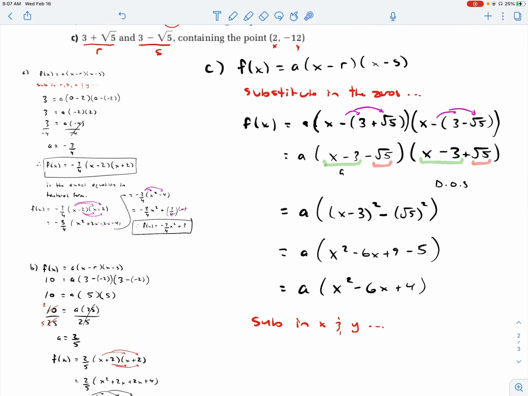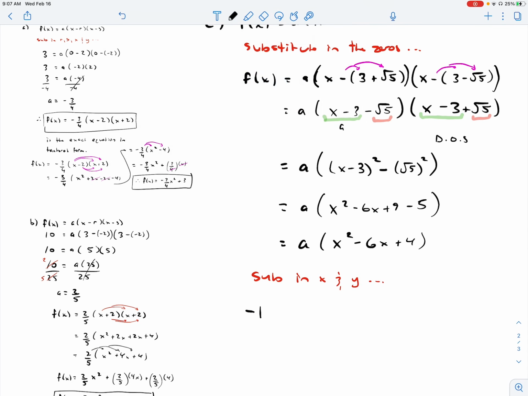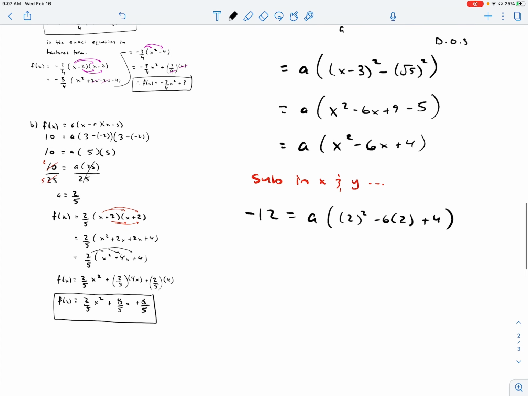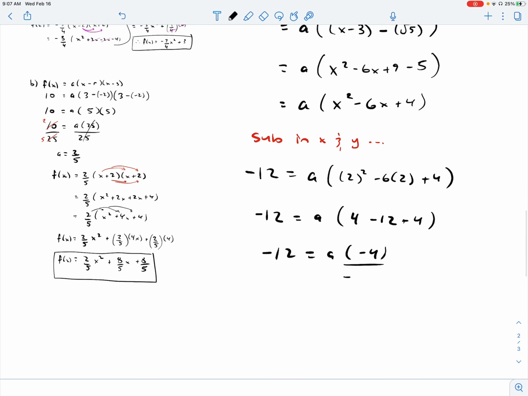So negative 12 has got to go in for f of x. That'll be right here. And x is 2, I believe. Yeah, so we're going to have 2 squared minus 6 times 2 plus 4. I put those in brackets just to show their substitution. So we have negative 12 equals a times 4 minus 12 plus 4. So 8 minus 12 is going to be negative 4. So we have negative 12 equals a times negative 4. Divide out the negative 4 from both sides, and a is equal to 3.